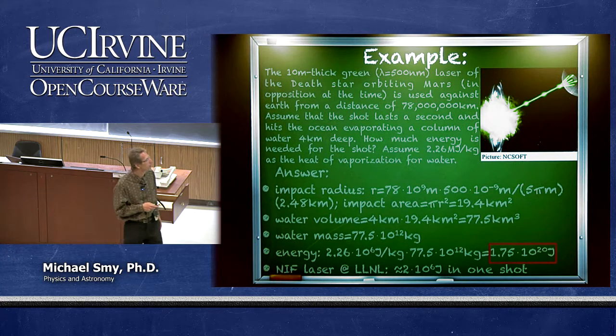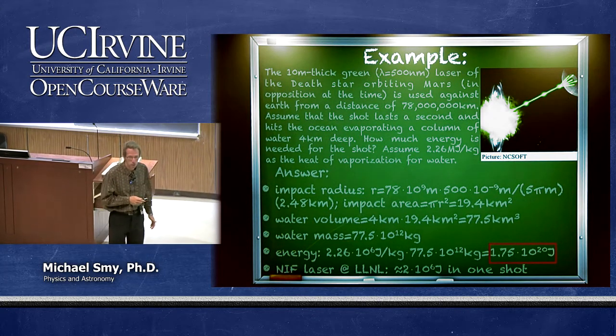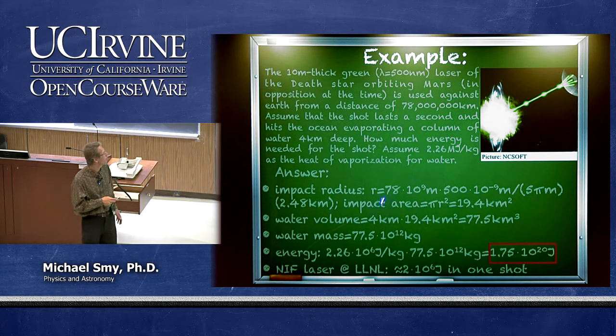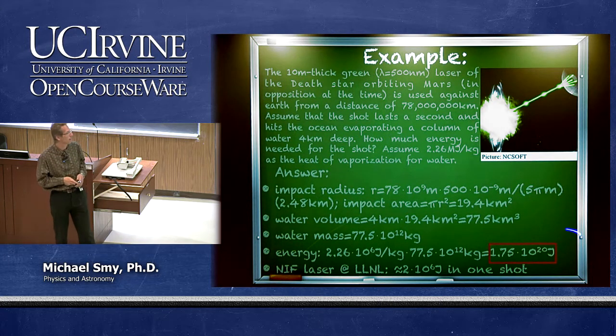We assume 2.26 megajoule per kilogram of vaporization heat that is required for water. So we don't even consider heating it up to 100 degrees Celsius, just evaporating it. So we first calculate the impact radius of that shot. We get our 78 times 10 to the 9 meters of distance times, everybody knows this is a green laser, so 500 nanometers, and divide by, let's assume that we have a 10-meter thick super laser from the Death Star.